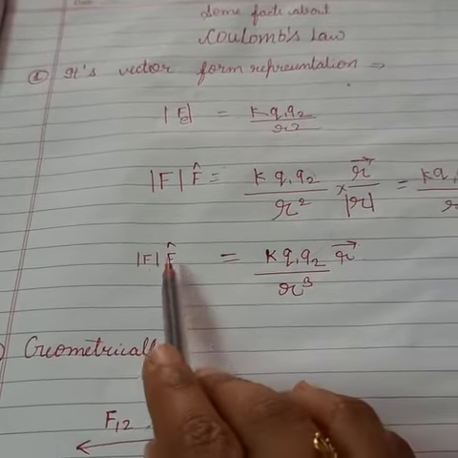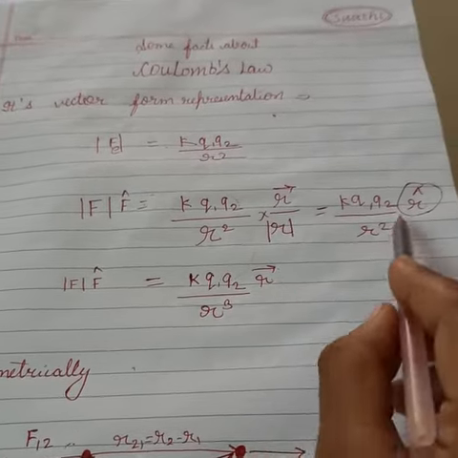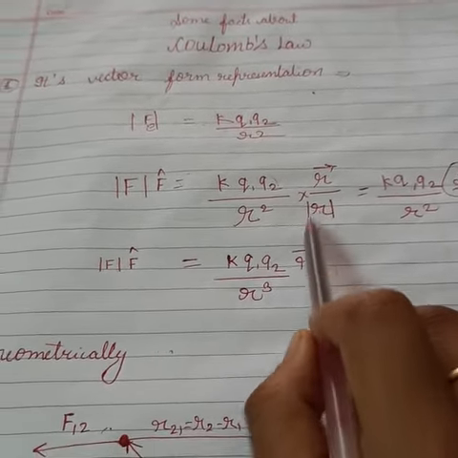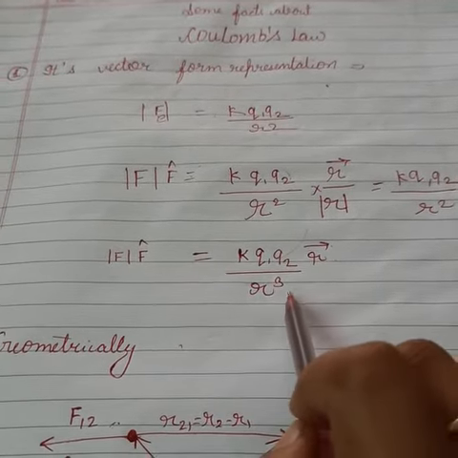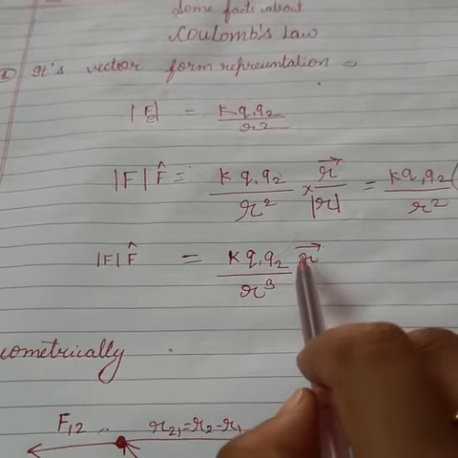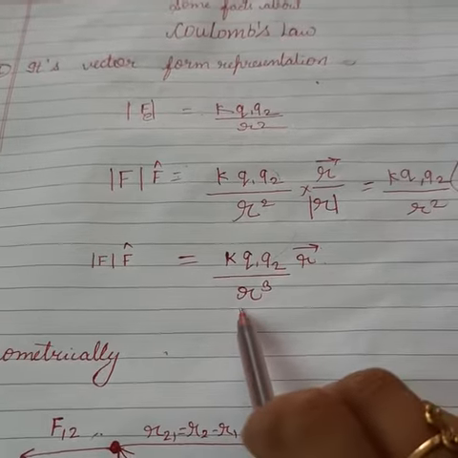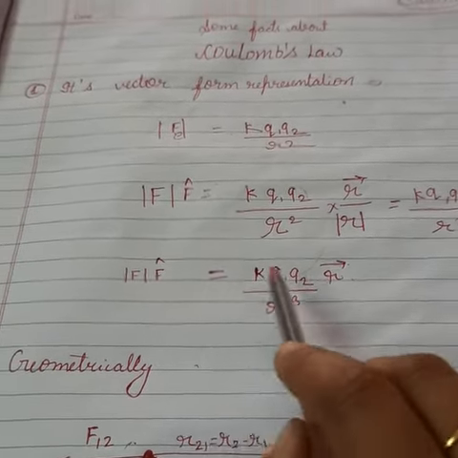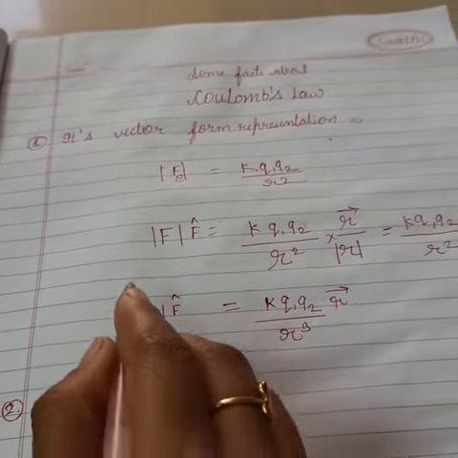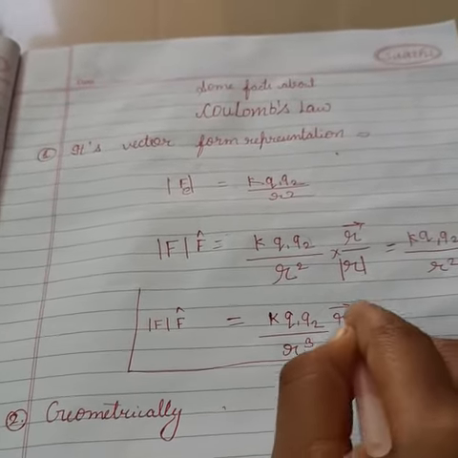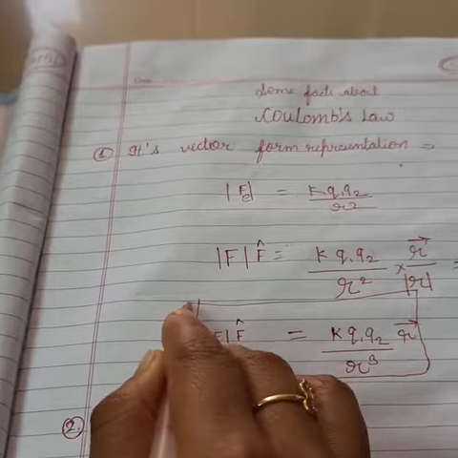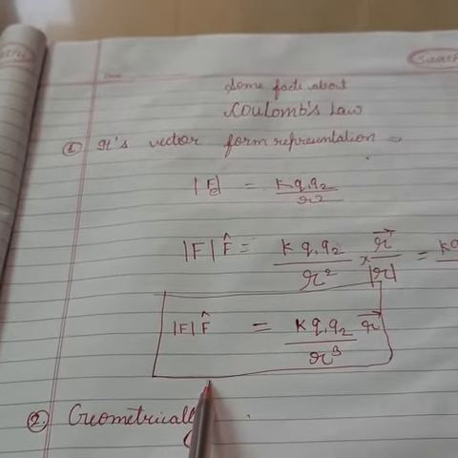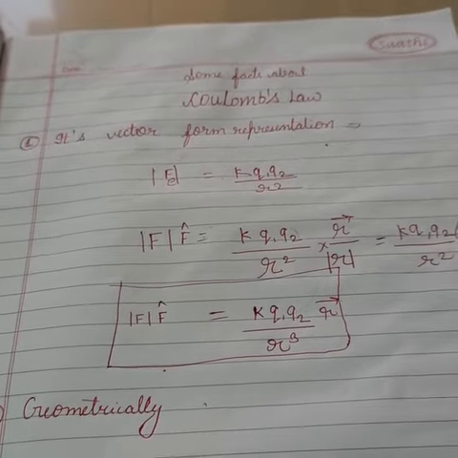Magnitude of F vector, R vector, mod R or R square. Mod R means magnitude, so this will become R cube. R vector having the same magnitude as R and having the same direction as F. This is the vectorial notation of the formula of Coulomb's force or the electrostatic force.